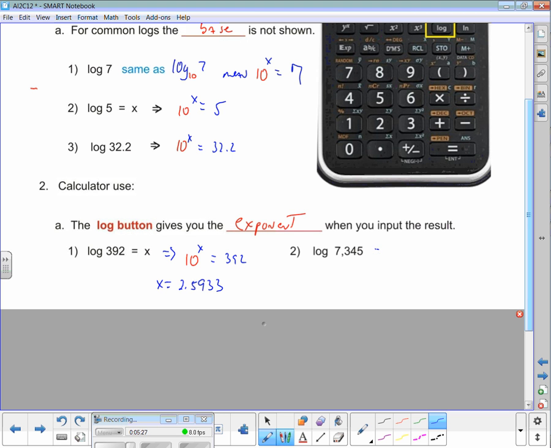Okay, so again, these are really, really simple. This is 10 to whatever power. You can put a variable there if you want. Is 7,345. But you're just punching in the button. Really easy. Gee, I can punch that button. 7345 and the log button.